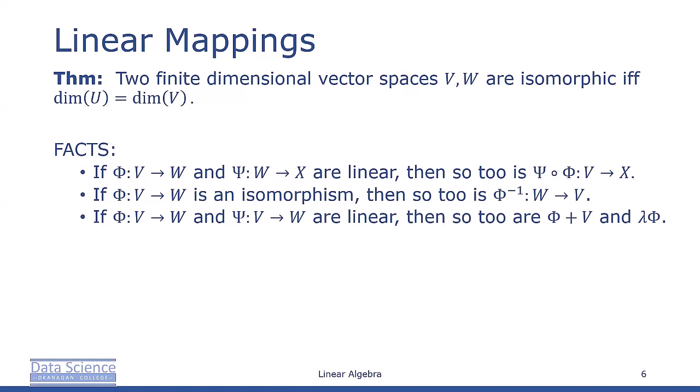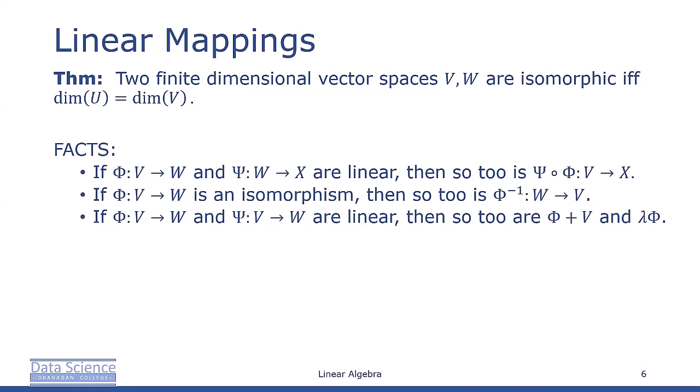Here's a theorem. Finite dimensional vector spaces V and W are isomorphic if and only if the dimension of V is equal to the dimension of W. This states essentially that there exists a linear bijective mapping between two vector spaces of the same dimension. Intuitively, this means that vector spaces of the same dimension are essentially the same thing, as they can be transformed into each other without incurring any loss.